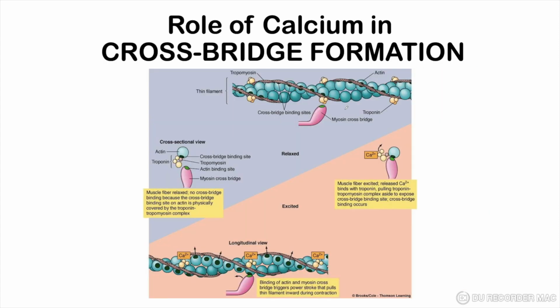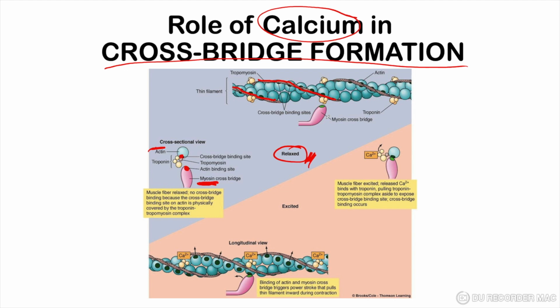It's pretty important. What is the role of calcium in cross-bridge formation? Wait, what exactly is cross-bridge formation? A cross-bridge forms when your myosin binds with the actin. Remember, we have the binding site of your actin molecule, and we also have the binding site of the myosin. So they both have a binding site. But during the relaxed phase of your muscle, your troponin and tropomyosin, this rope-like structure right here, block or cover that binding site. So during the relaxed state of your muscle, there is no cross-bridge formation. Your myosin and actin don't bind to each other.